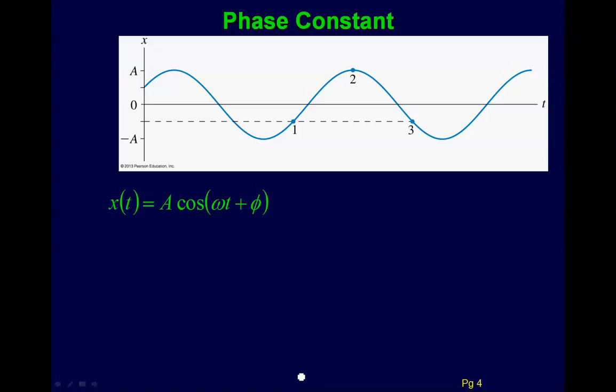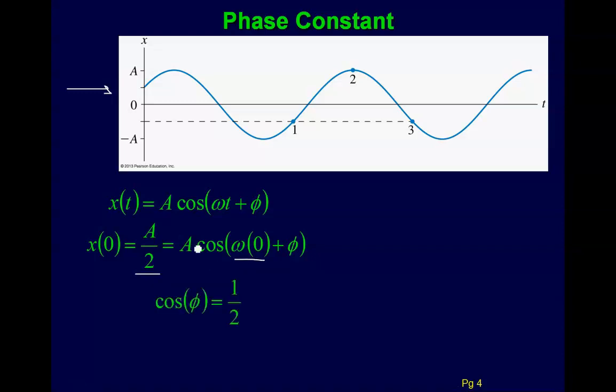So to find the phase angle, you look at the initial point at time equals 0. At time equals 0, the position is amplitude divided by 2. So for your position, you plug in amplitude divided by 2, and over here you plug in t equals 0. If you do that and cancel out the amplitudes, you get cosine of the phase angle is 1/2. Then you just go to your calculator.